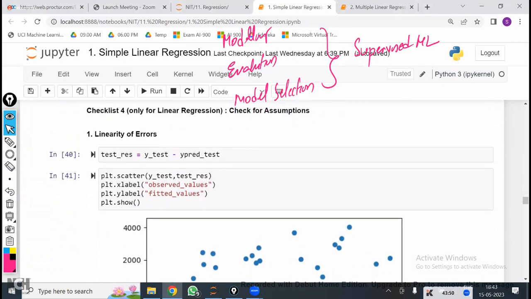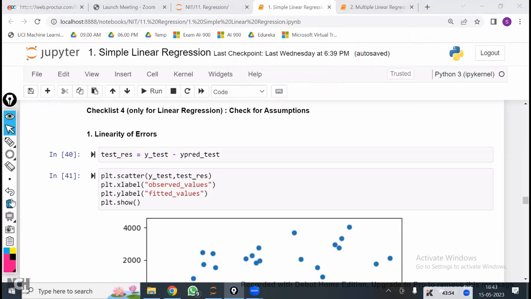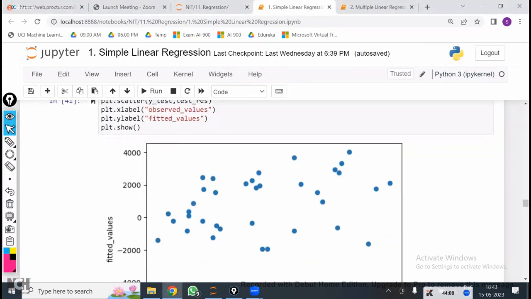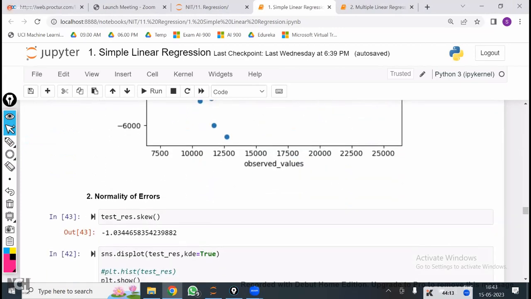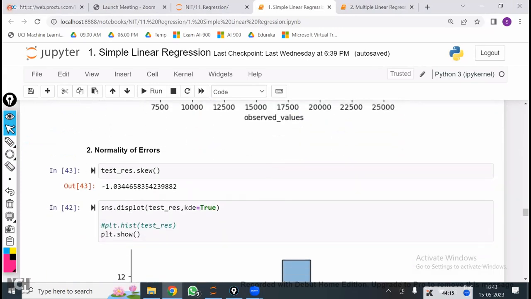checklist number 4, linear regression. For linear regression, we are going to do these things. What are the assumptions? First assumption, we have to check whether the errors are linear. The errors should form a line, whatever the errors are, they should be linear. That is the first assumption. Second assumption is normality of errors. The errors should form a normal distribution.